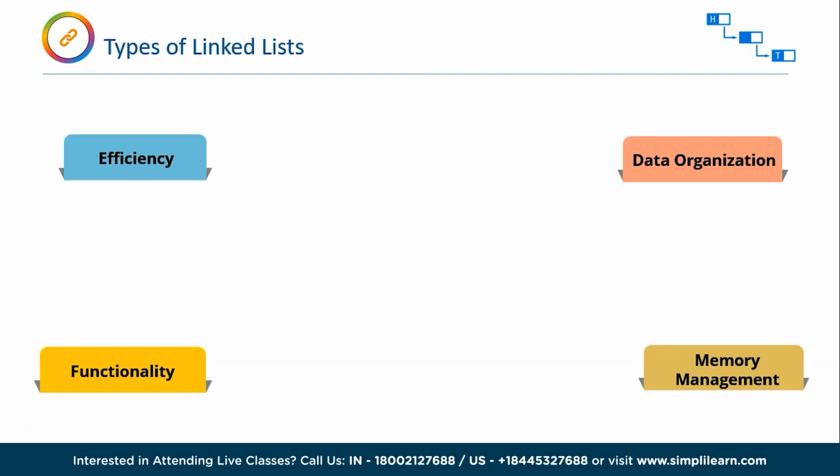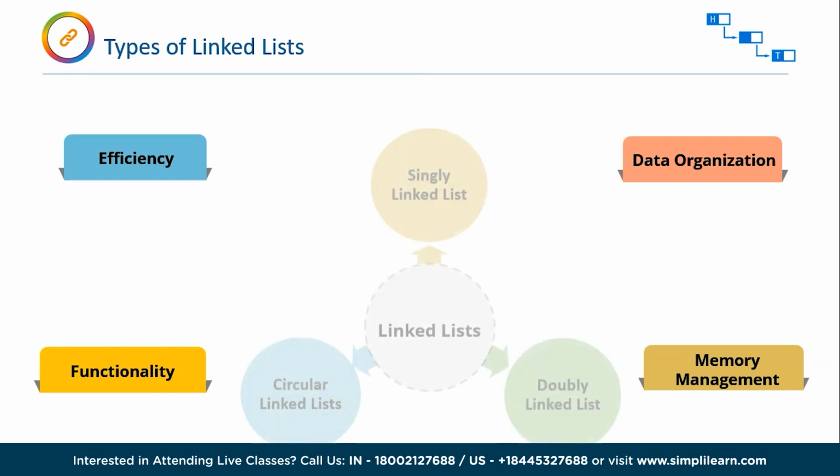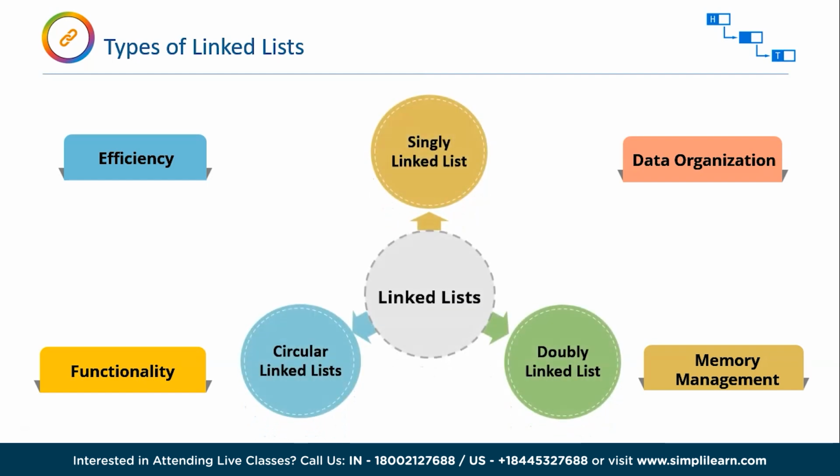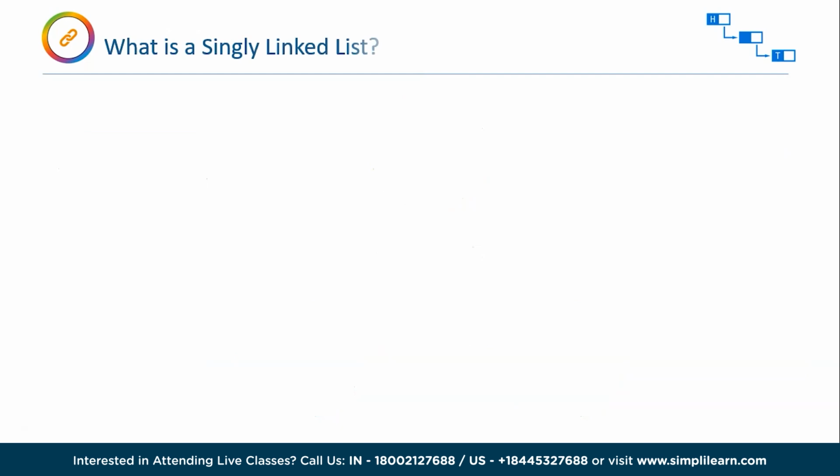So based on all these factors, we have three different types of linked list, which is singly linked list, we have doubly linked list, and finally circular linked list. So let us discuss each of them in detail now.